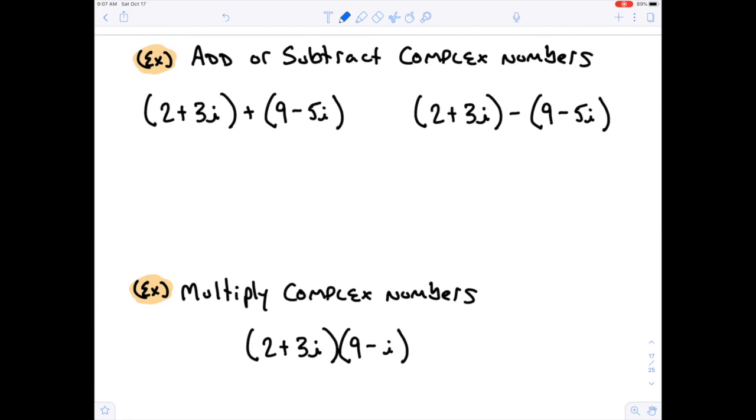This is video number 3 on complex numbers. This is going to deal with add, subtract, multiply, and divide, the basic computation that you can do with complex numbers. We'll start with adding and subtracting because those are the two easiest pieces.